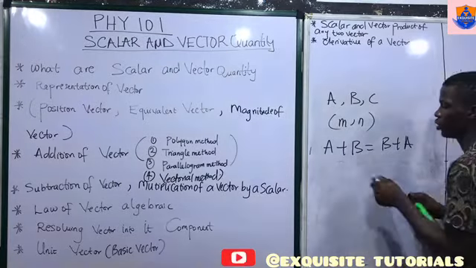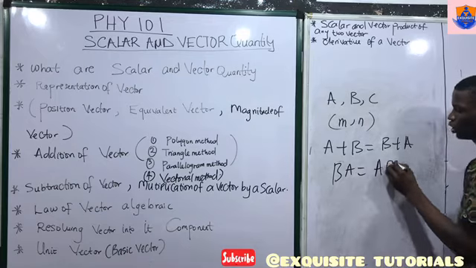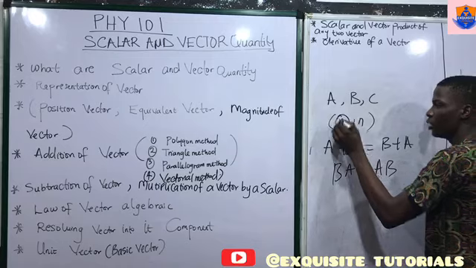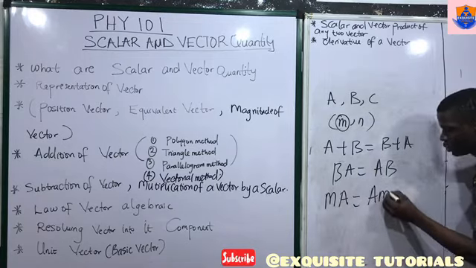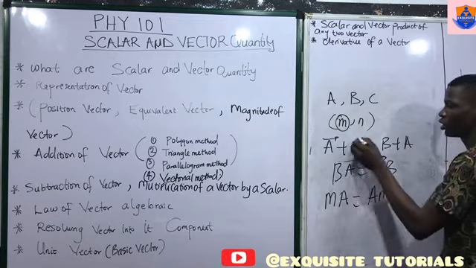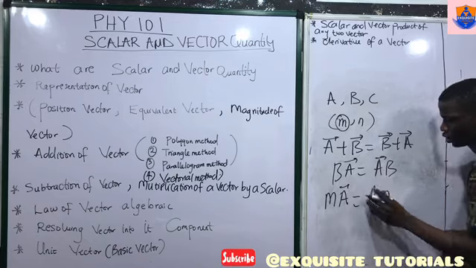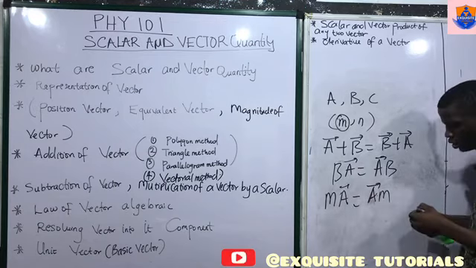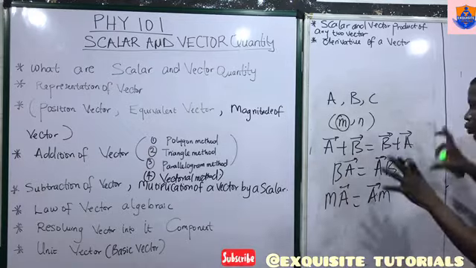Then in multiplication, the commutative law, BA is equal to what? AB. And if you are introducing M into it, our MA is equal to what? Our AM. This tells you that all these things are vectors, and that vector multiplication is definitely commutative.